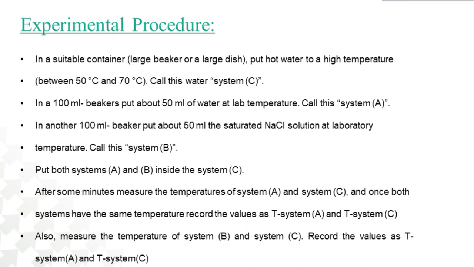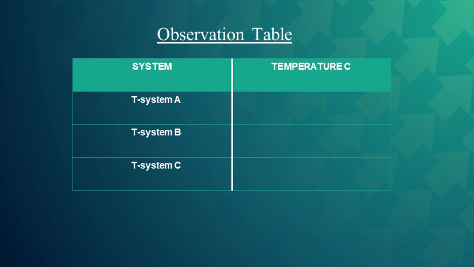Put both systems A and B inside system C. After some minutes, measure the temperatures of system A and system C, and once both systems have the same temperature, record the values as T system A and T system C. Also, measure the temperature of system B and system C, and record the values. This is the observation table for this experiment, in which we will record the temperature of all three systems.